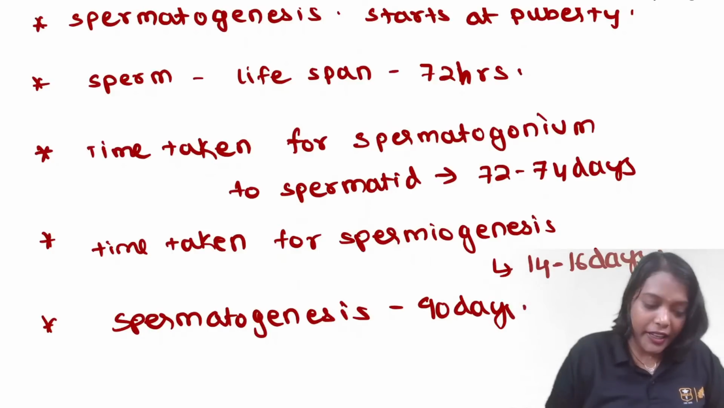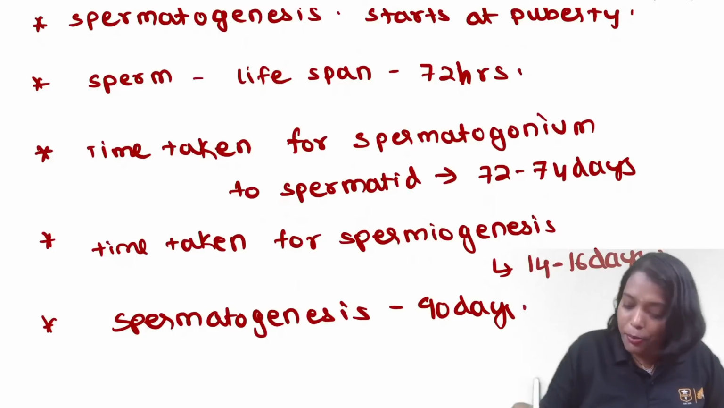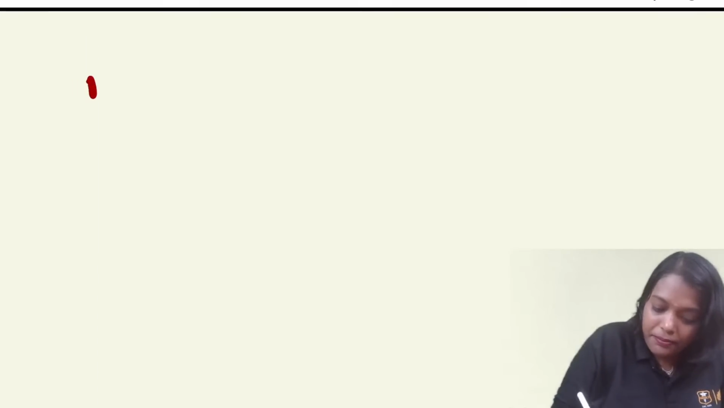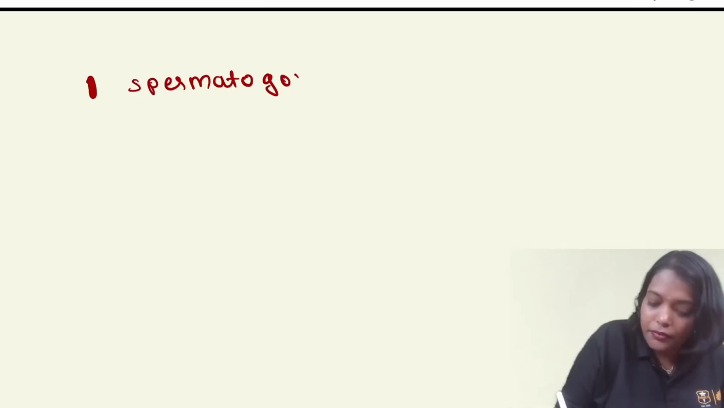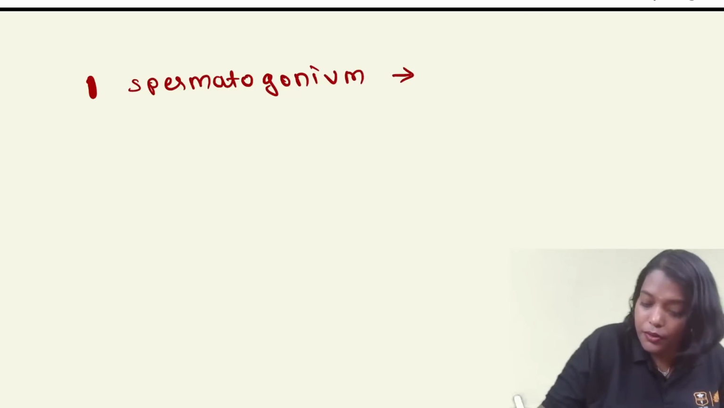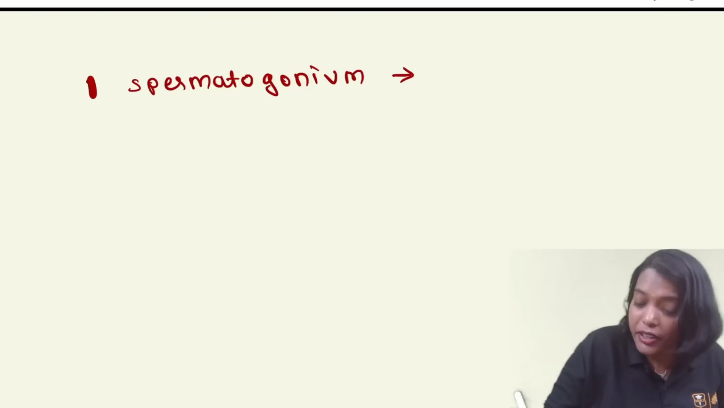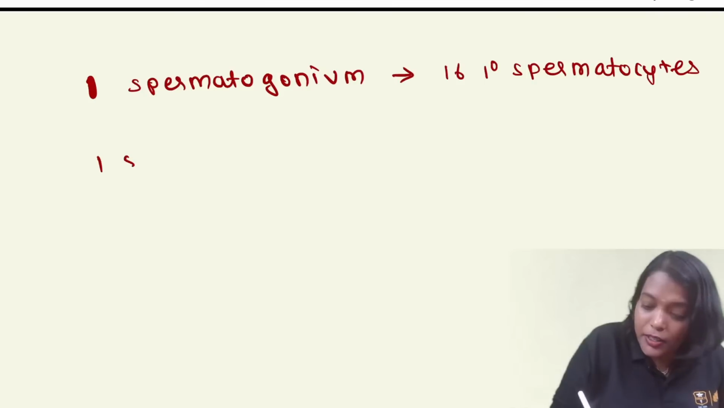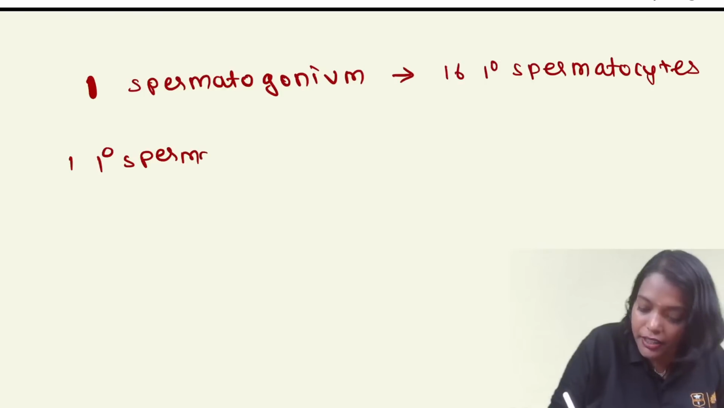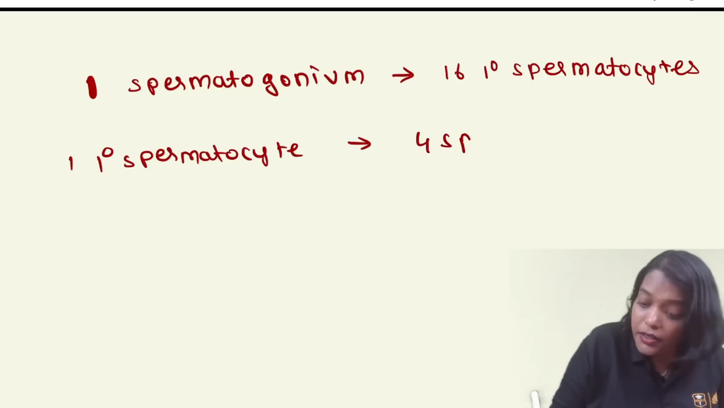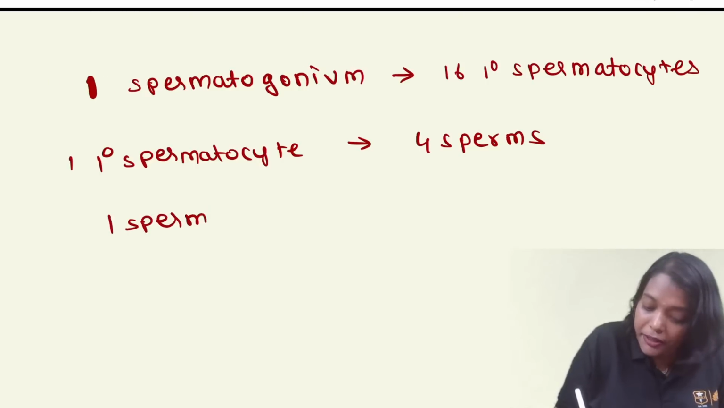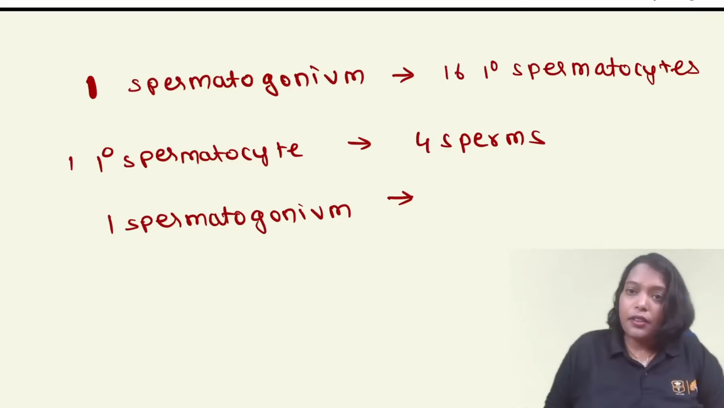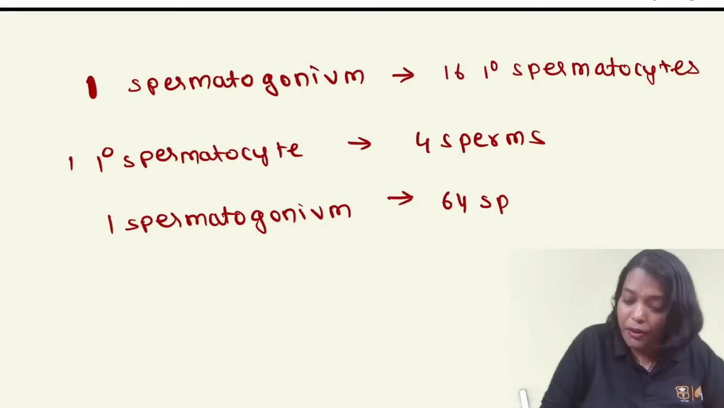Okay, now coming to one more point, yeah, 3 months, 90 days, correct. Now one more point here is, one spermatogonium will give rise to 16 primary spermatocytes. And one primary spermatocyte will give rise to 4 sperms. So one spermatogonium is giving rise to how many sperms, guys? So one spermatogonium will give rise to 64 sperms.